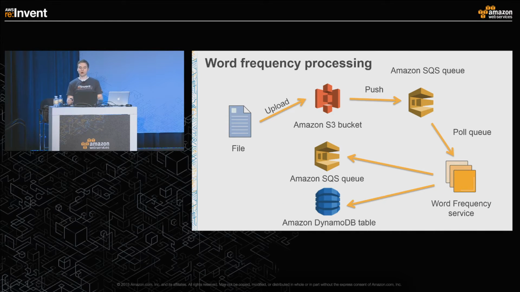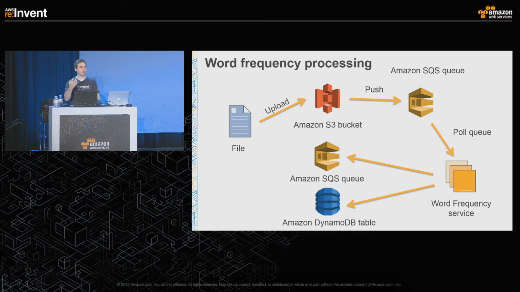So here's a high-level overview of the architecture. First we take a file on the top left, and we upload it to an Amazon S3 bucket. And then you can configure your S3 bucket to notify an SQS queue when a file is delivered to it. So we've set that up here, and it's pushing a message to an SQS queue.